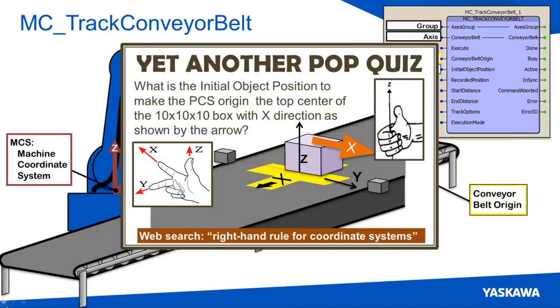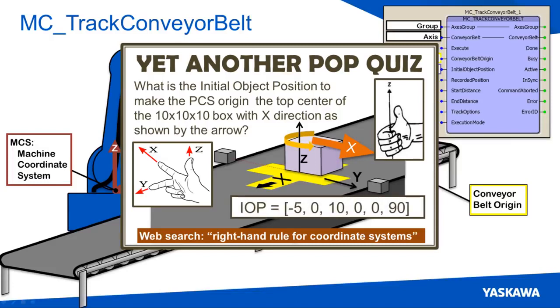So using that, we should find that the x, y, and z parts of our initial object position are exactly the same, -5, 0, and 10. That gets us to the middle top. But in order to get the x direction changed, we need to add that rotational element into it.